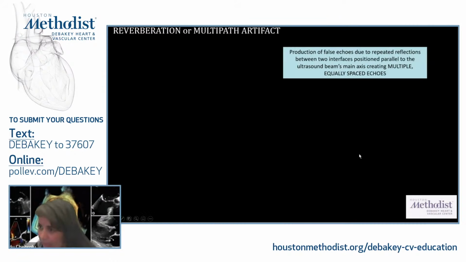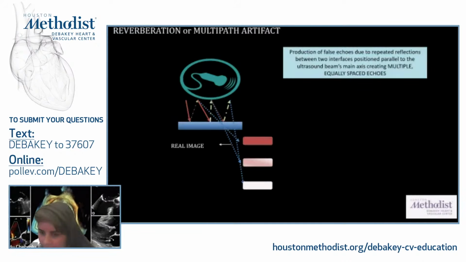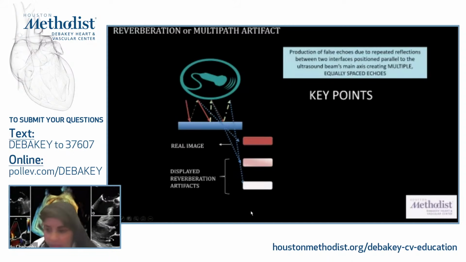All right, let's talk a little bit about reverberation artifact. It's nothing but production of false echoes due to repeated reflections between two interfaces positioned parallel to the ultrasound beam's main axis, which ends up creating multiple equally spaced echoes. Let's see how it works. When we transmit the sound, it hits the reflector, bounces back, and creates an image. But what if this is a strong reflector? Now this whole process repeats again. It again hits the reflector, comes back, and creates a second image. This process can keep happening depending on how strong the reflector is. So this could be the real image, and as you see, these are all the displaced or reverberation artifacts.